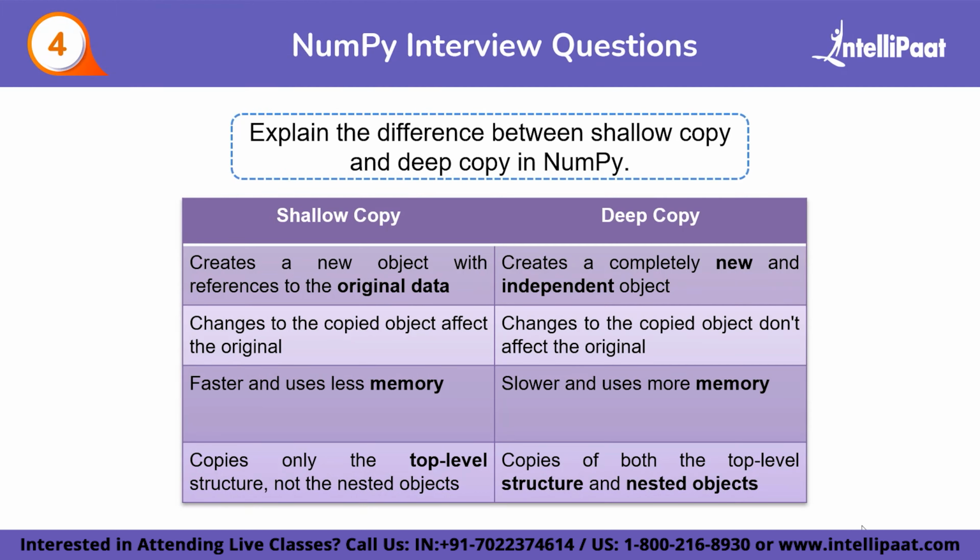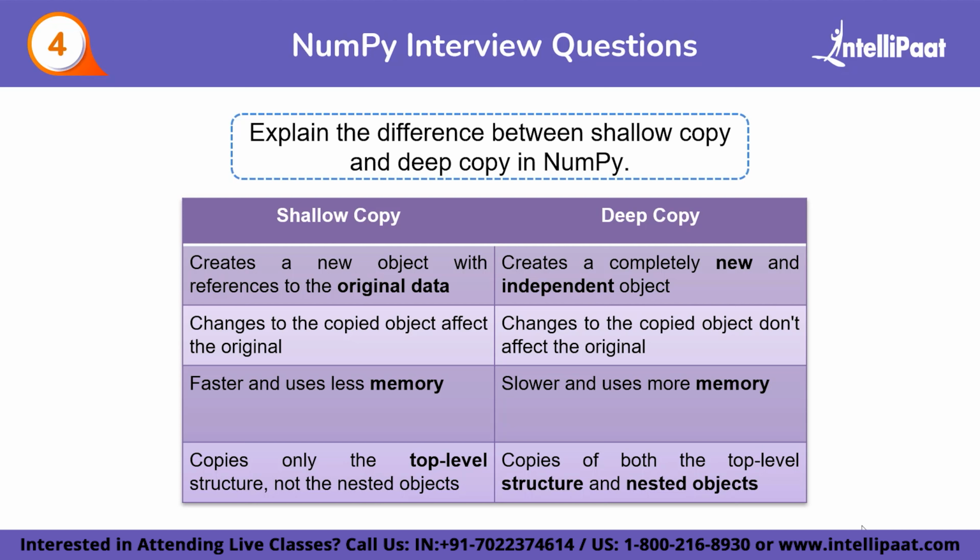So the shallow copy creates a new object with references to the original data, while deep copy creates a completely new and independent object. So basically, shallow copy is a dummy of the original data, while deep copy is totally unique data which is not related to the original data. So changes to the copied object affect the original because it is a reference of the original. Whatever changes you make in the copy will affect the original one.